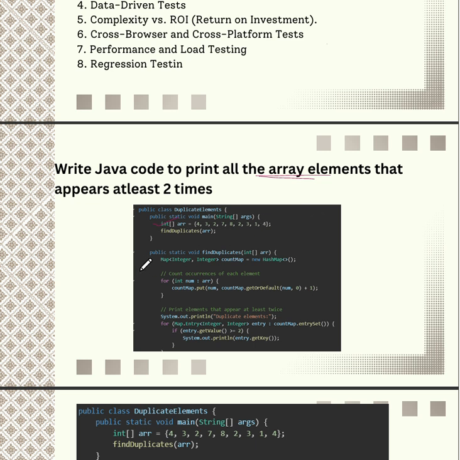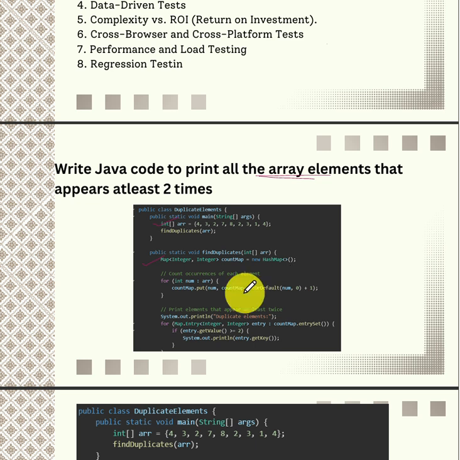So for that we use the HashMap, because the HashMap is used to store the number as a key and its count, the frequency, as a value. In this way we use the HashMap. Then we will use the for each loop. Here for each loop means we traverse the array and update the count.